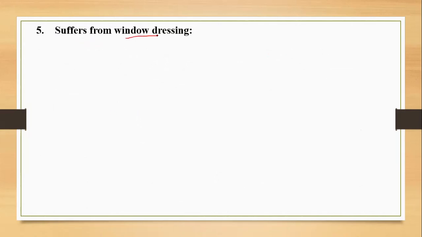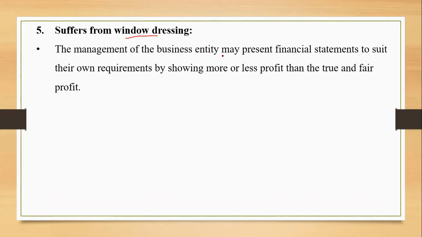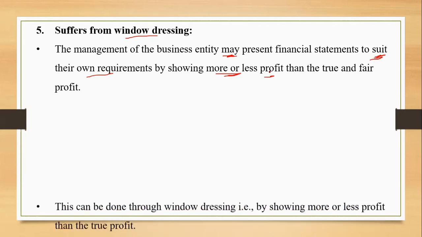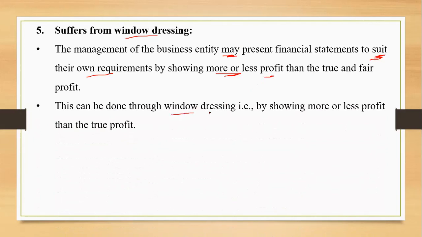This is the word we were talking about in the previous lecture. Window dressing. The management of the business entity may present, I don't say every business person does that, I know. Abhi to kya ho gaya hai ki it is completely online process, so it is very tough for the people to have the manipulation. Management of the business entity may present the financial statement to suit their own requirements by showing more or less profit than the true and fair profit. As per the demand of the time, they just have the manipulation in their books of accounts. This can be done through window dressing by showing more or less profit than the true profit.